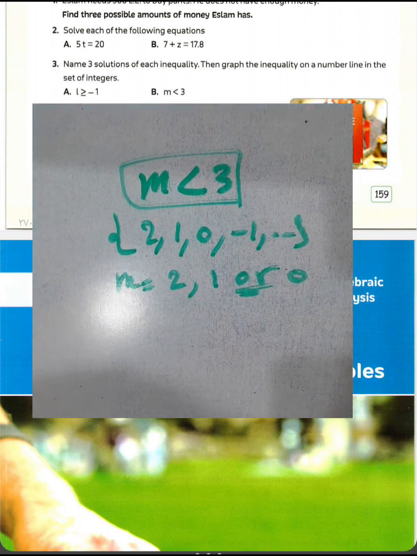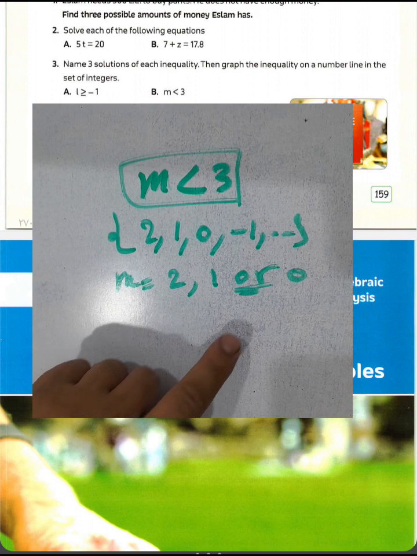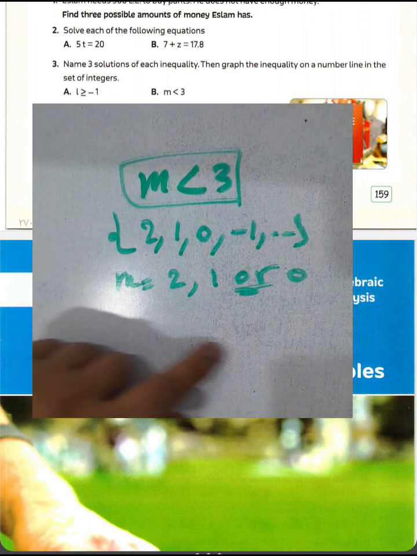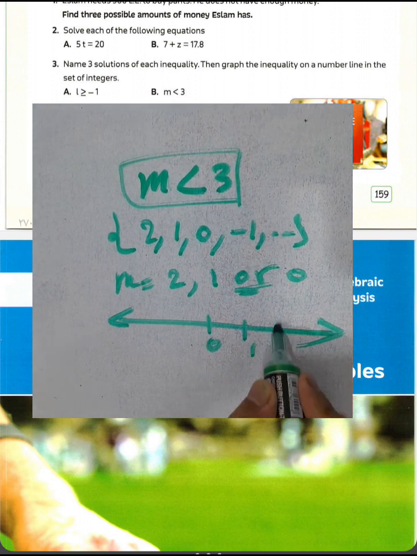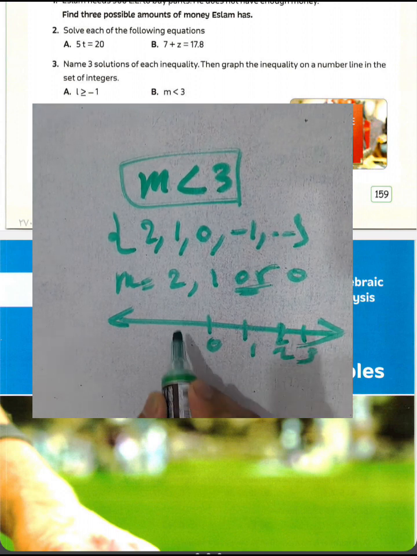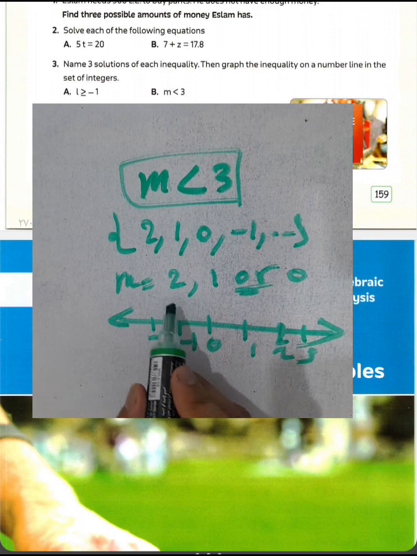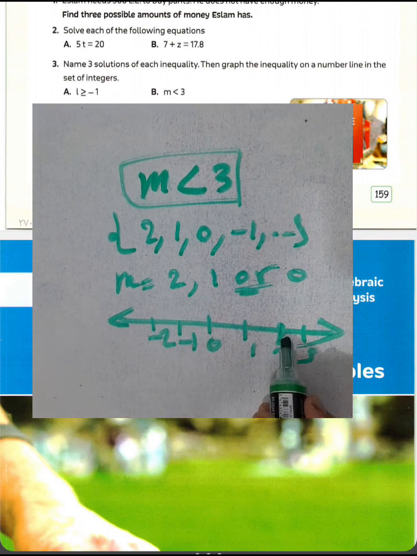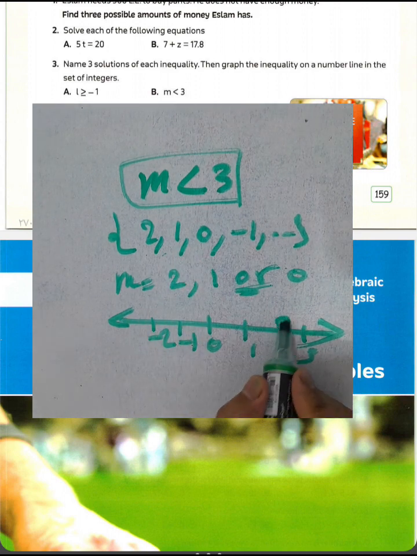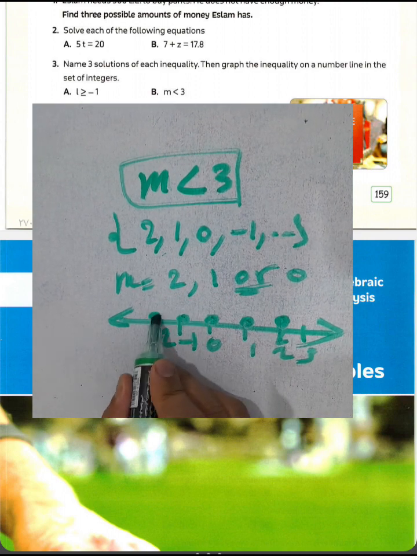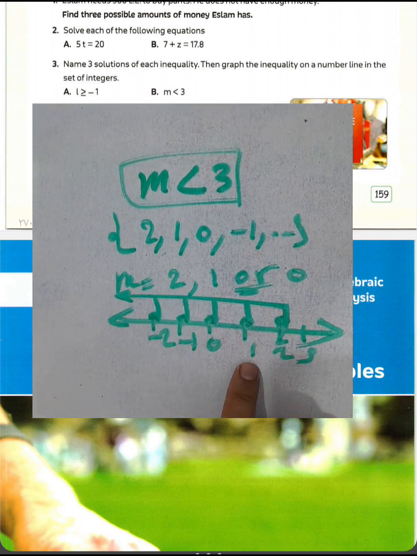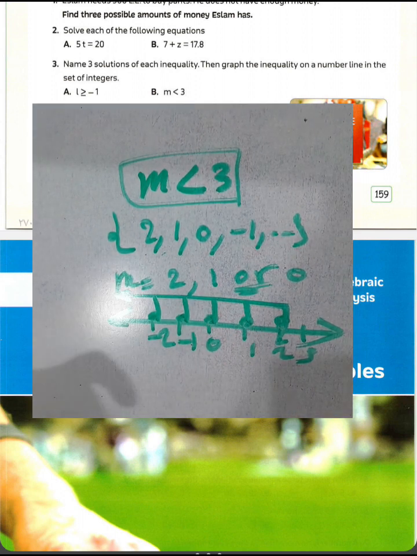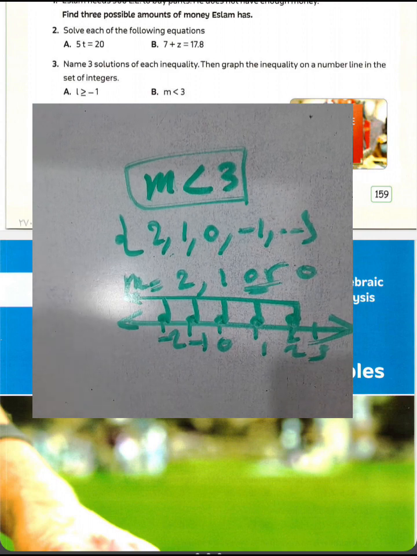Okay, you can write the solution on the number line. Draw the number line here and write 0, 1, 2, 3, -1, -2. We can begin the solution from 2, 1, 0 to negative infinity. The set of integers will be 2, 1, 0, negative 1, negative 2, to negative infinity. Question number 4.